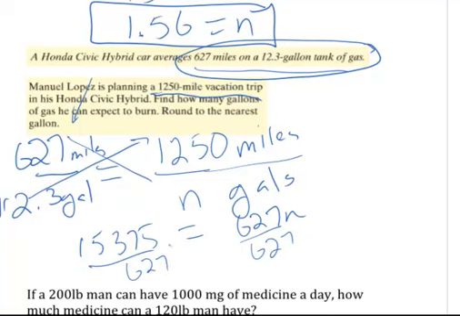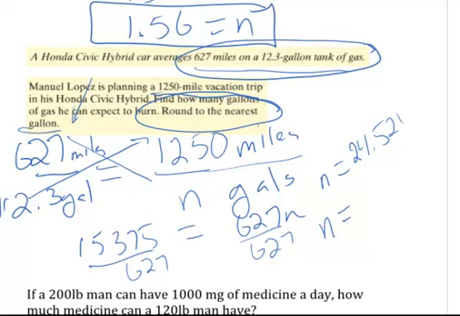So I'll take 15,375 divided by 627, and I'm coming up with, on my calculator, 24.521, and there's a bunch of other numbers after that. If you notice, though, the directions are telling me to round to the nearest gallon. That means they want me to round to the nearest whole number. So that means we're basically going to round to the ones position. So if it's 24.5, then we should round that to 25, and that's gallons of gas.